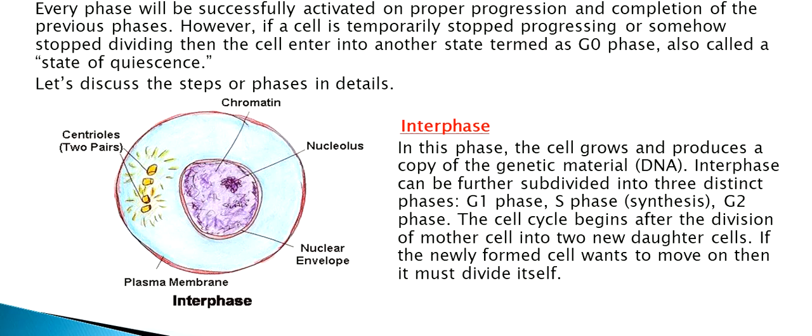The first and the most important one is interphase. In this phase, the cell grows and produces a copy of the genetic material DNA. Interphase can be further subdivided into three distinct phases: G1 phase, S phase, G2 phase. The cell cycle begins after the division of mother cell into two new daughter cells. If the newly formed cell wants to move on, then it must divide itself.